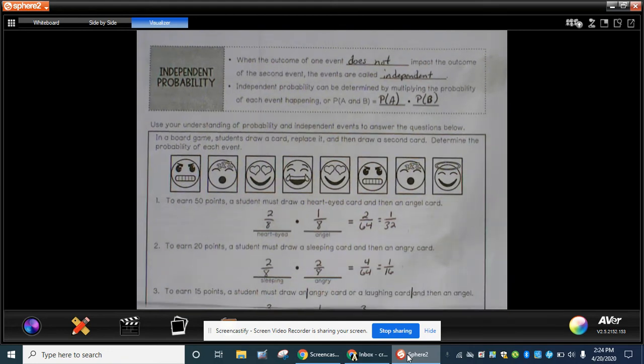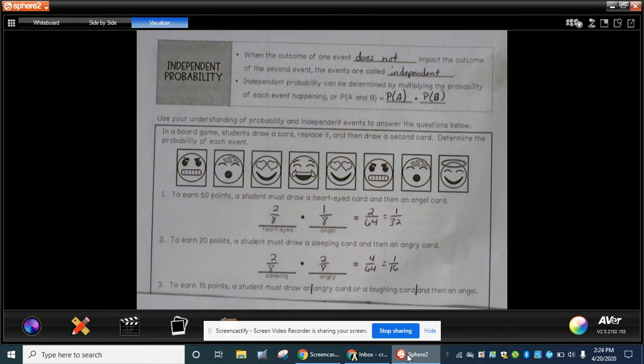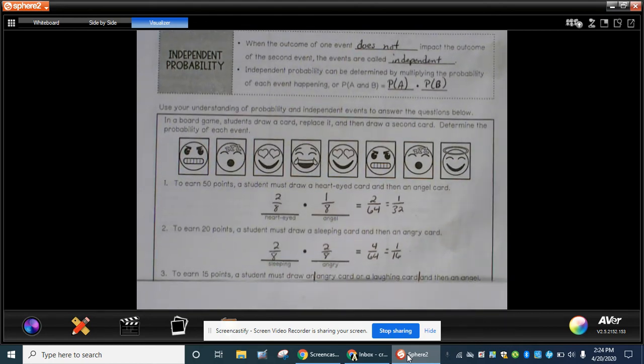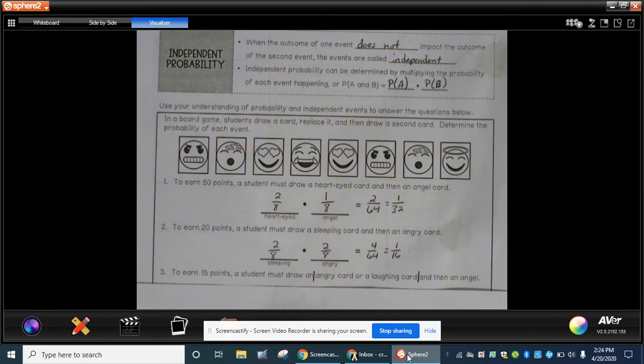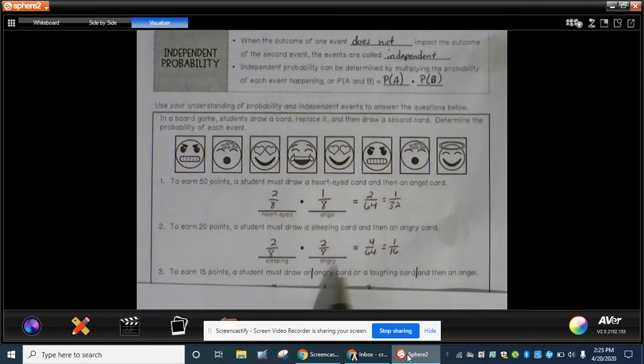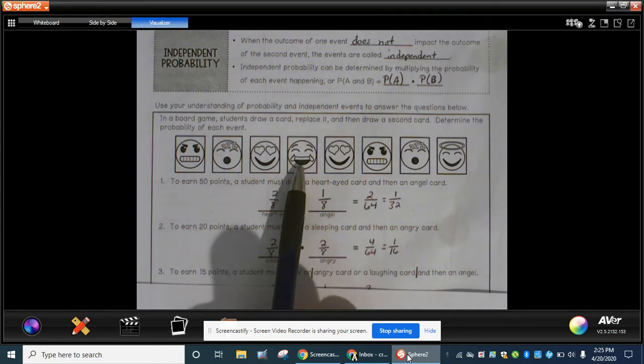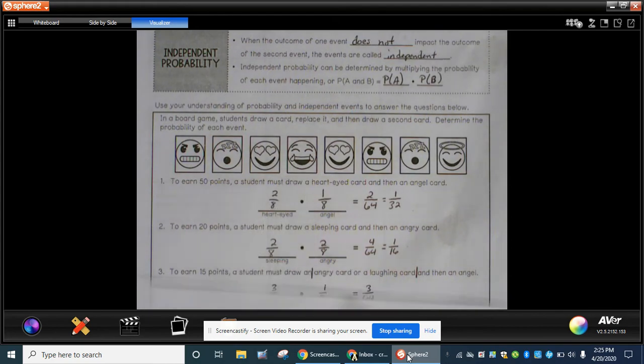All right. Number 3, to earn 15 points, a student must draw an angry card or a laughing card. That is one event, and then an angel card. That is the next event. So I need to combine these two cards here. So you have to figure out how many angry cards I have. Well, I determined that a minute ago. I have 2 out of 8. Or a laughing card. You see, or, you add them together. Angry card or laughing card. So I have 1 crying and laughing emoji. So that is going to be 2 plus 1 or 3 out of 8.